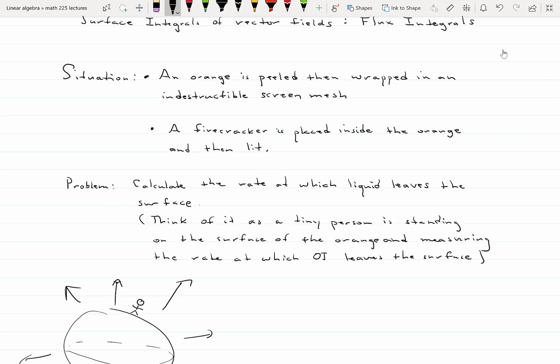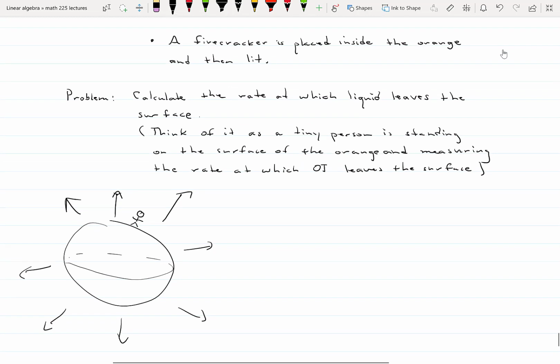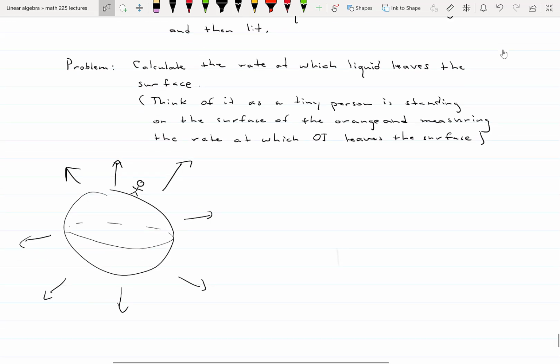Okay. So think about it as a tiny person standing on the surface of the orange with some sort of orange juice meter, measuring how fast orange juice is leaving the surface. Believe it or not, this is an important concept of physics, and it's not usually orange juice that's studied leaving a surface. It could be quantities related to electric fields and magnetic fields and so forth, leaving a surface. But orange juice will work for us.